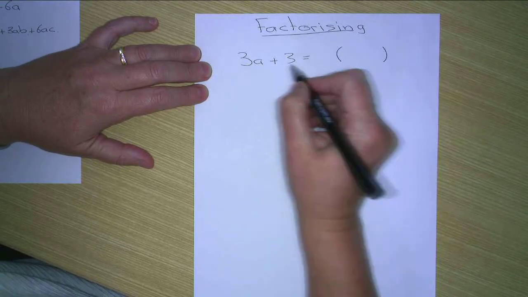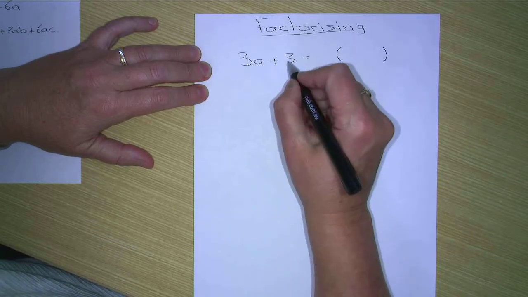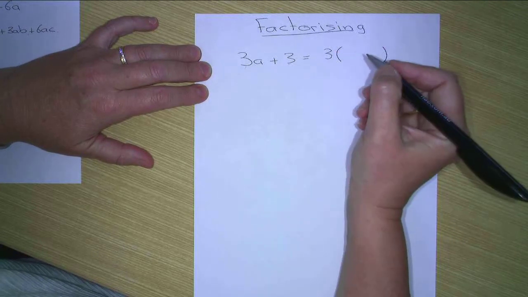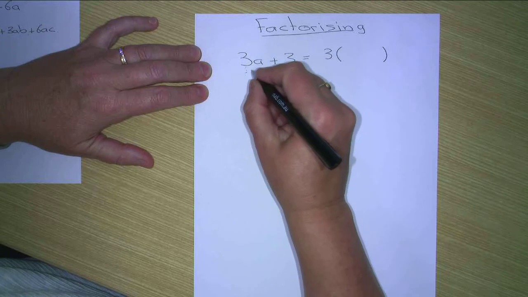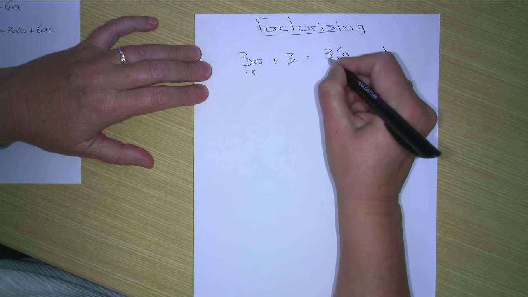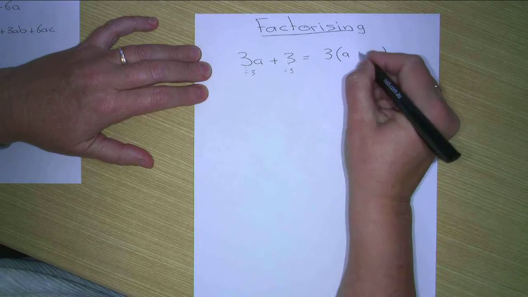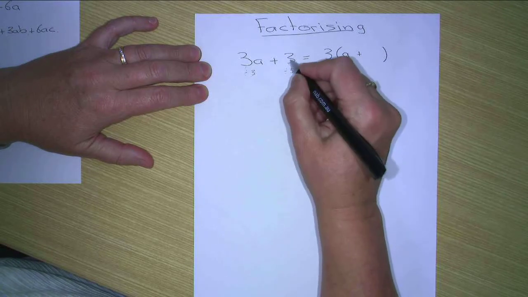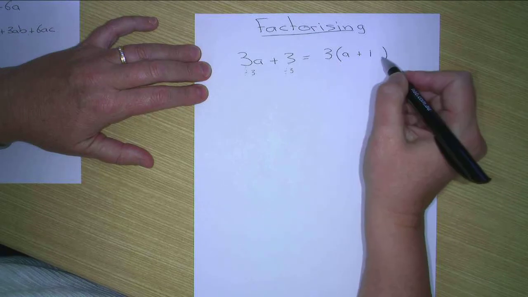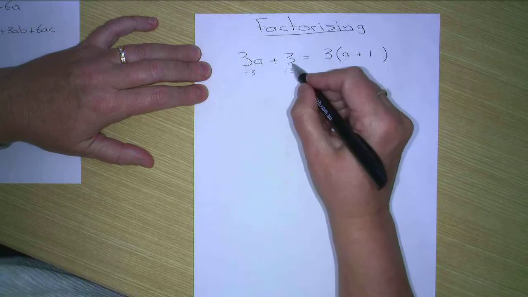So we have two terms, so we're going to have two terms in the brackets. What thing is divisible into both? In this case, 3 goes into both, so we put the 3 outside the brackets. We divide 3a by what's outside the bracket, so 3a divided by 3 gives us a, so 3 times a gives us 3a, and then we divide this by 3. So 3 divided by 3 is 1. We can see that this works because if we multiply this back out, we get the original. 3 times a is 3a, 3 times 1 is 3.